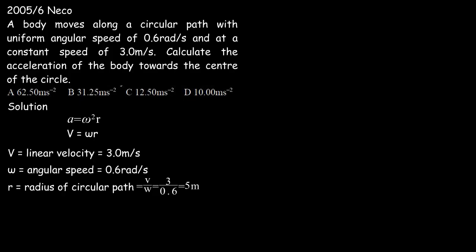Now, since we've gotten the value for rho, we can substitute into a equals omega squared rho. Doing so, a will be equal to 0.6 in bracket squared times 5, which is equal to 1.8 meter per second squared.